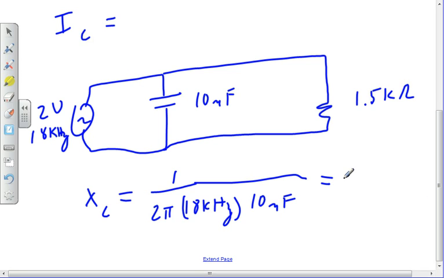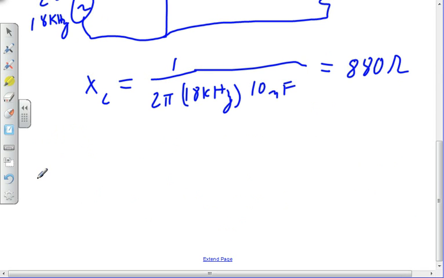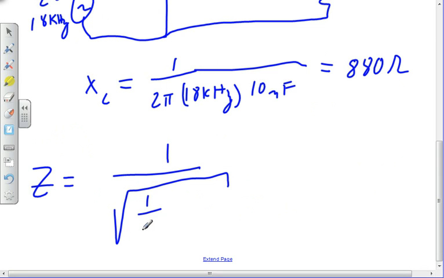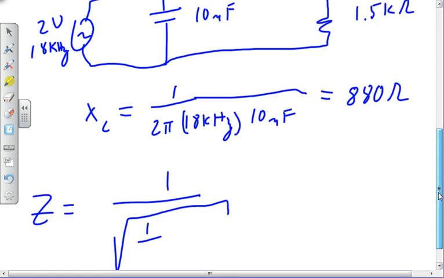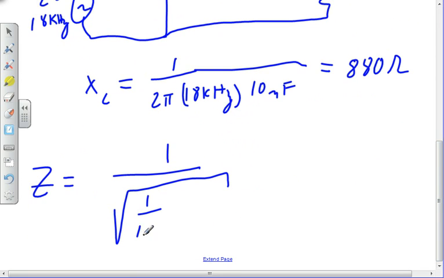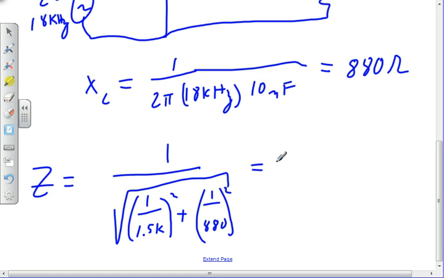880, we'll call it. 880 ohms. Okay, first thing we'll do is calculate impedance. Impedance, 1 over the square root of 1 over, what is the resistor? 1.5K, plus 1 over 880, squared. Okay, so that's the number we're doing.